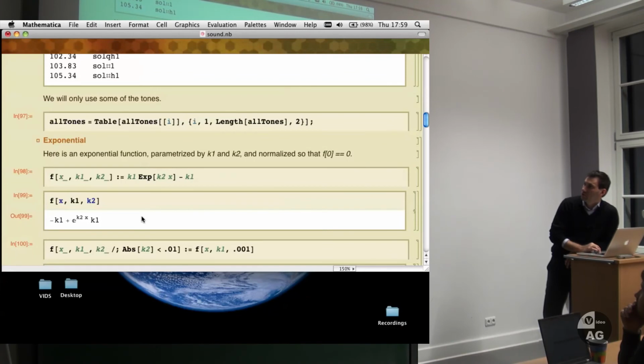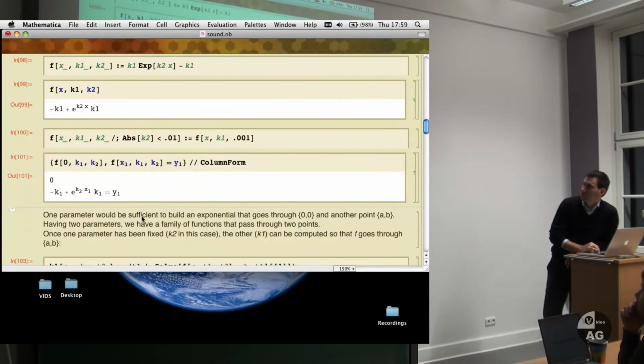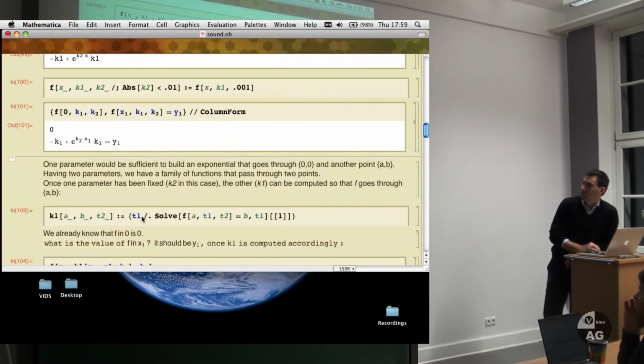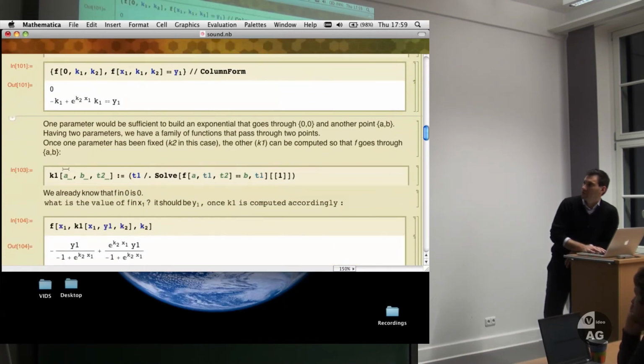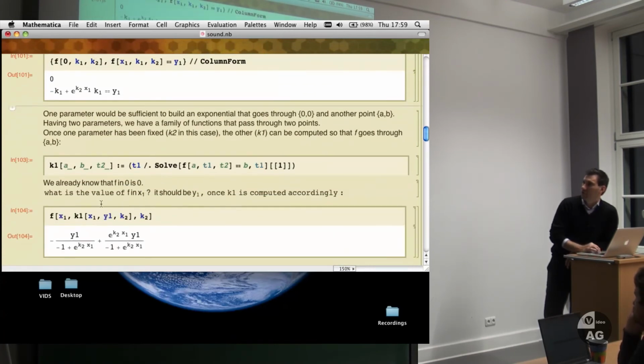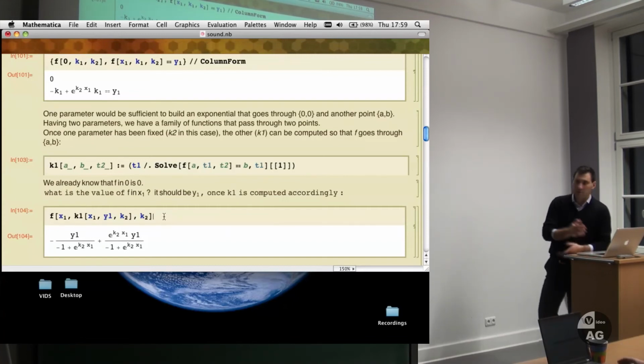So we solved, where is it? Here we go. We solved k1 as a function of the arrival point and t2. Now, what do we want to see? We want to see if this actually works. We always have to try out what we do. So now I evaluate my function in the point x1 with k1 computed as a function of x1, the arrival point y1, and k2, which is fixed. What should I get from here?